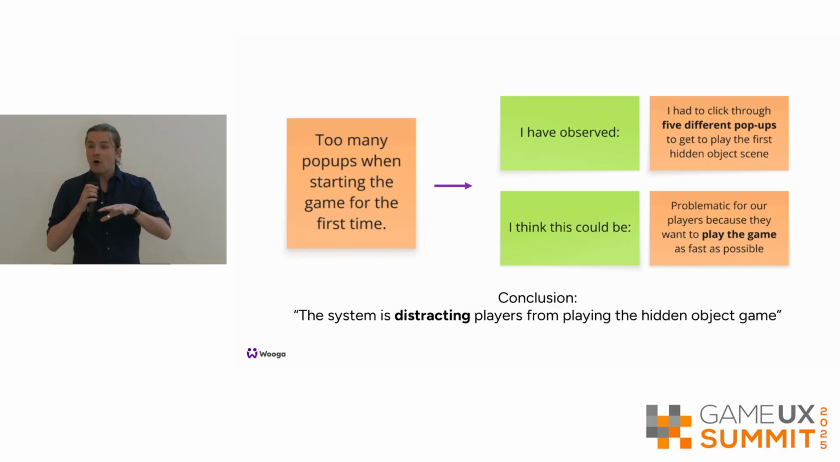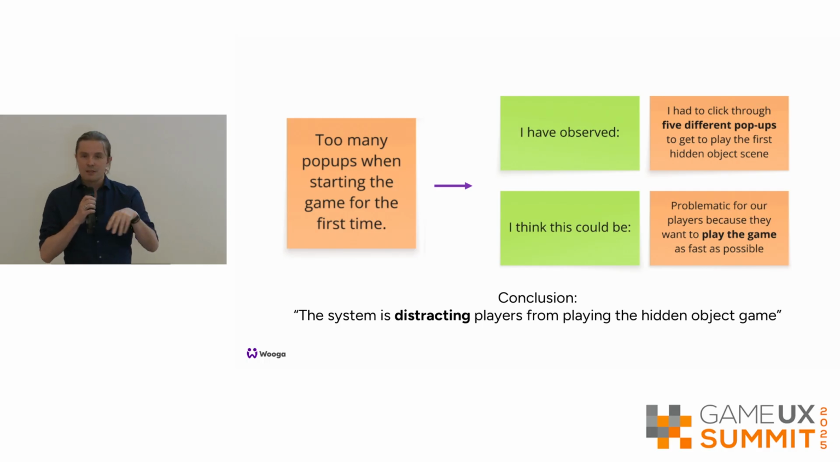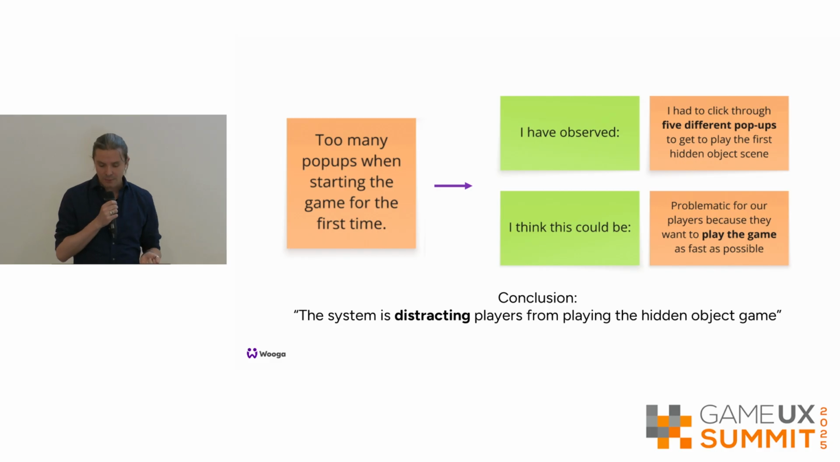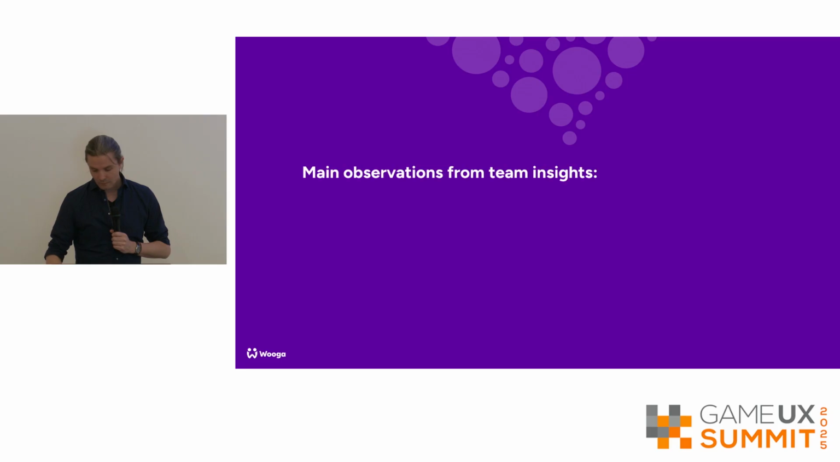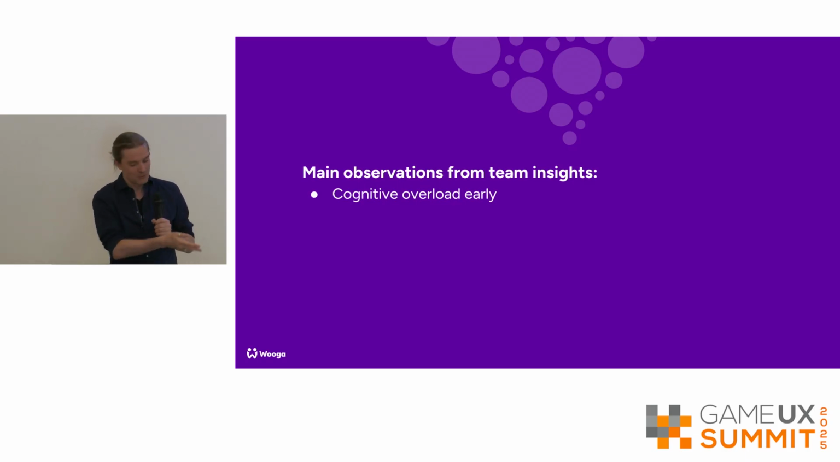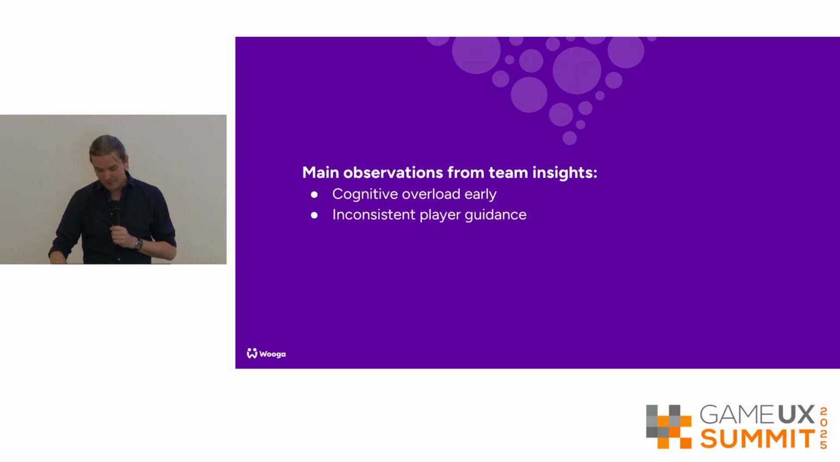Once we clustered all of this together, we saw patterns here because things started to sound very, very familiar. And our conclusion here was that when we talk about too many pop-ups, what we're actually trying to say is the system is distracting players from playing the hidden object game. Our main observations from working with our team on this one was we assume the cognitive load that we ask them to go through early on is probably too much, or it's the tolerance that is missing to go through this, because people do go through it, just not all of them.